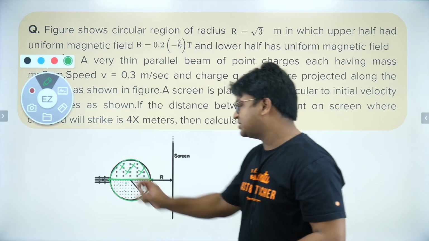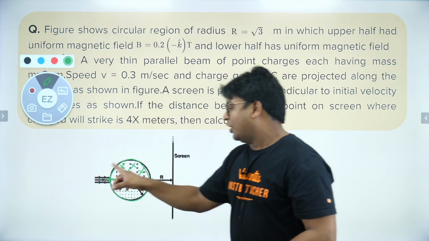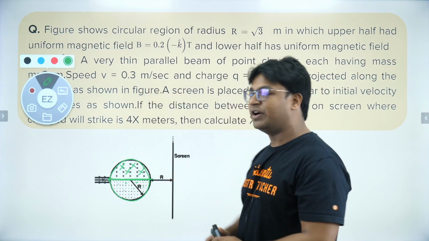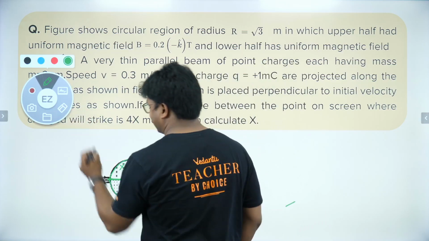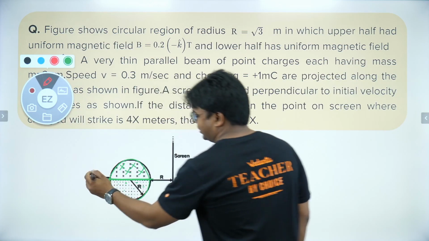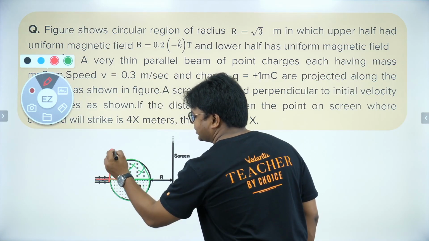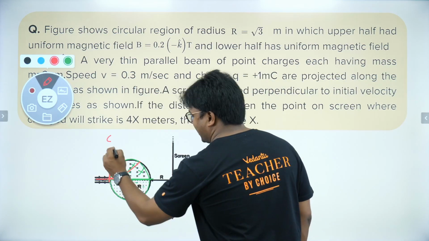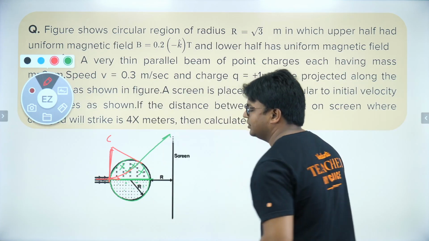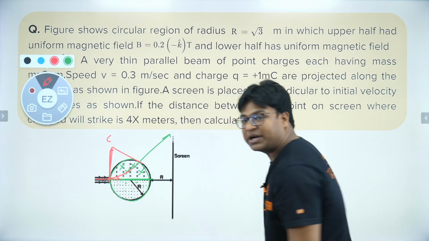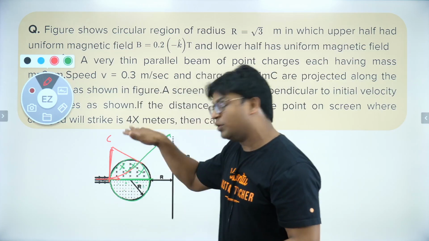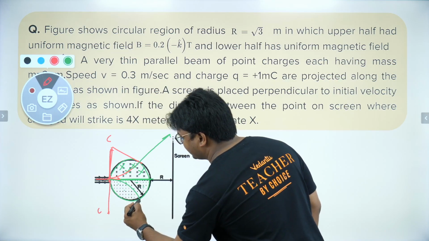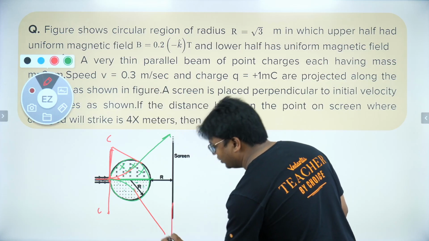So what happens when the stream enters this region? All the particles that go into the upper half will experience an upward force and start going on a circle. As soon as they enter here, they will experience a force in this direction, so they will start moving on a circle, the center of which will lie somewhere here, and when they come out they are going to travel straight. Similar things will happen with the particles which enter the lower half. They will experience a downward force, so their center will be somewhere here, and they will move on a curve like this and eventually hit the screen.